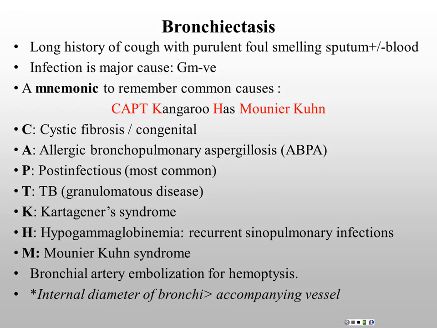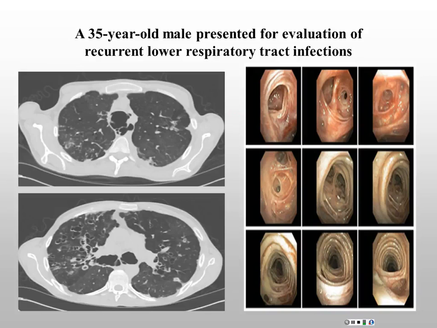Other rare syndromes: Kartagener syndrome, if you have situs inversus you have to think about it, and Mounier-Kuhn syndrome. You look at the CAT scan and you compare the internal diameter of the bronchi to the accompanying vessel, and from that you can say if the patient has bronchiectasis or not.